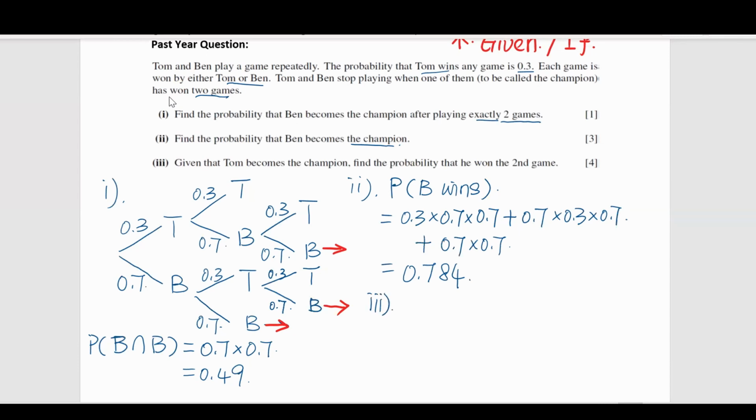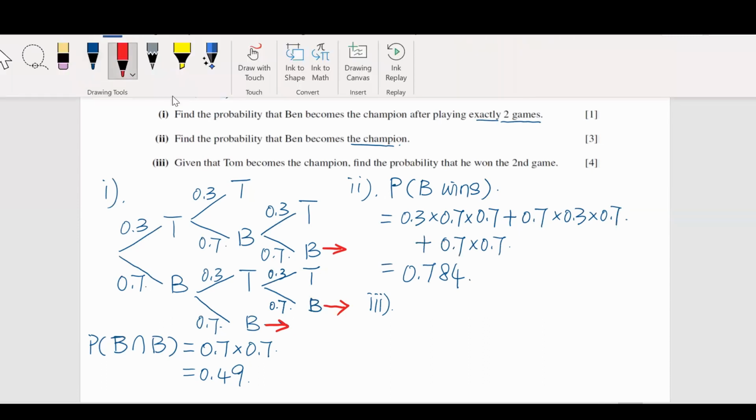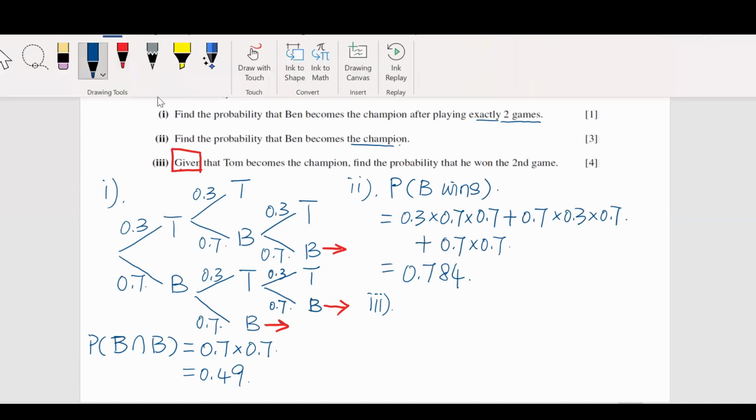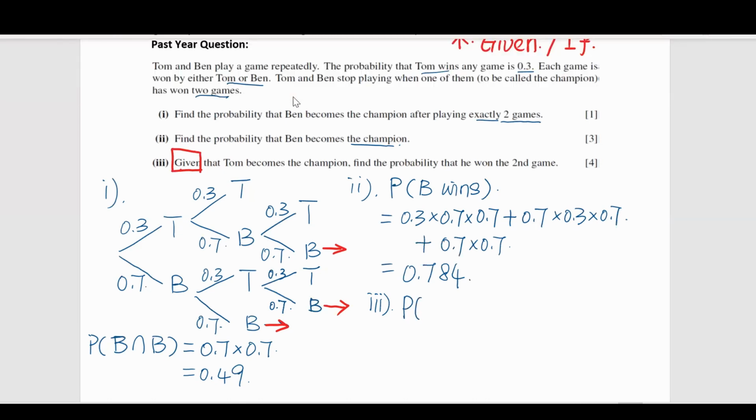So now we move on to the third. You can see that part 3 says "given". In probability questions, where the question uses the word "given", it is asking for conditional probability. So given that Tom becomes the champion, find the probability that he won the second game.